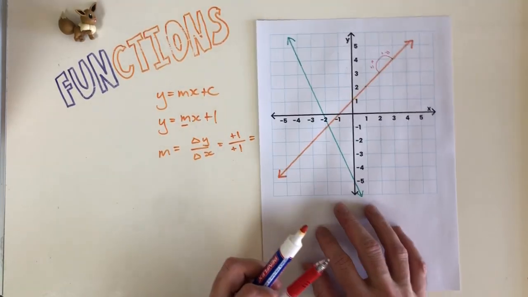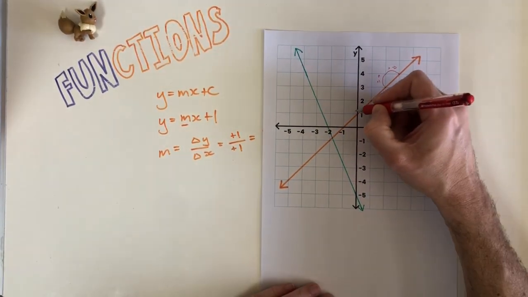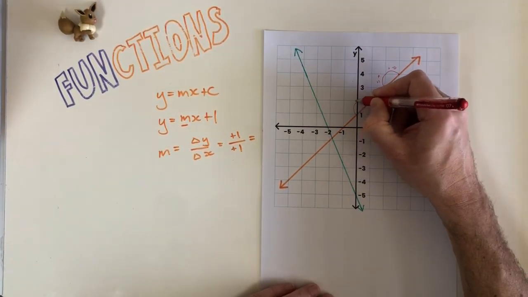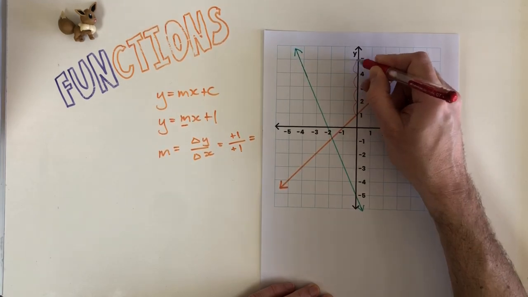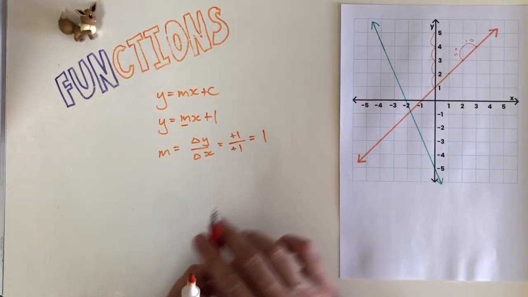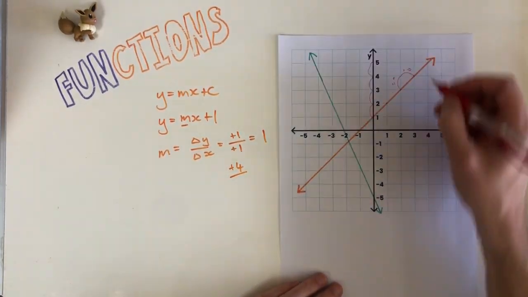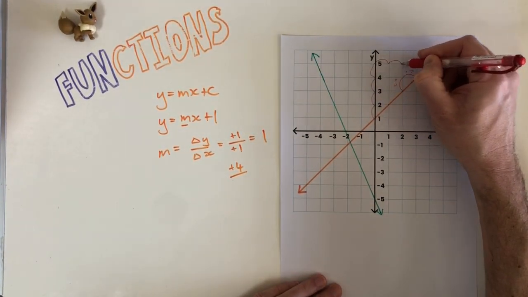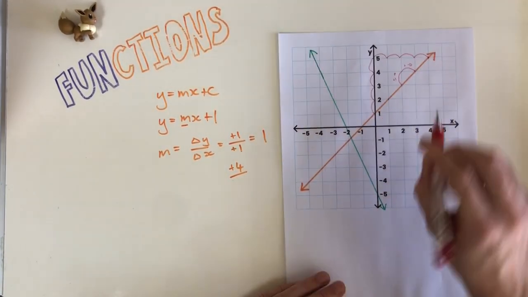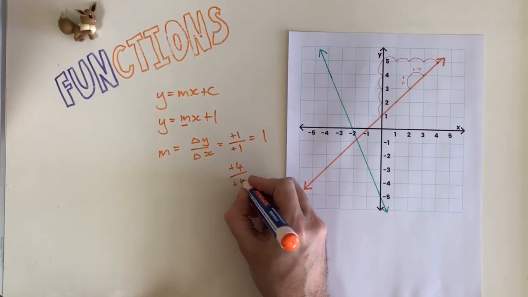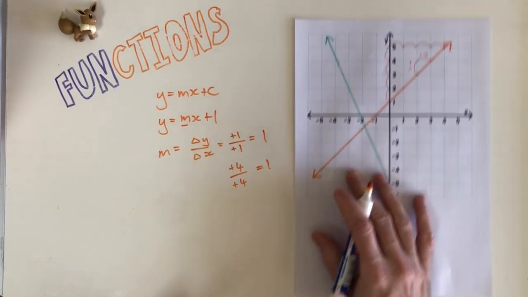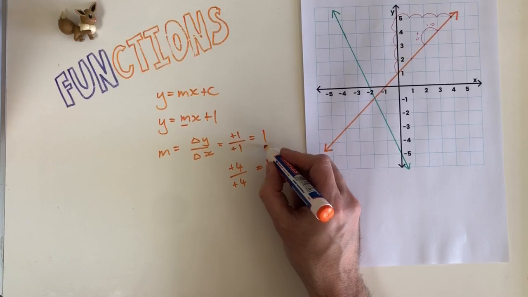I could have done more jumps. I could have started here and said, okay, let's do 1, 2, 3, 4 jumps. And we could have said, well, that's plus 4. And to get to the line again, we'll jump 1, 2, 3, 4. And we'll get to the same place, and that's also plus 4. And that would also be 1. So what we figured out is our gradient is 1.